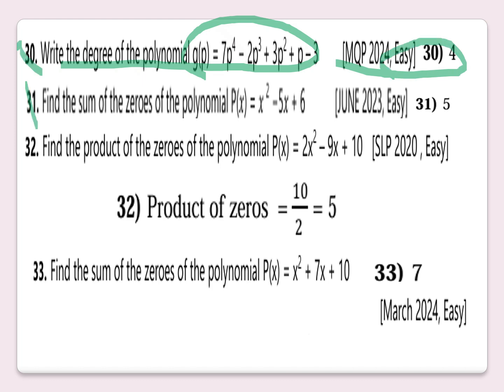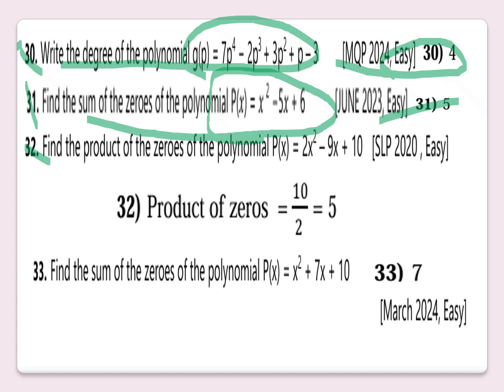Question number 31. Find the sum of the zeros of the polynomial p of x is equal to x square minus 5x plus 6. Again it is 5. The sum of the zeros means alpha plus beta is equal to minus b by a. Here the value of a is 1, the value of b is minus 5, the value of c is 6. So alpha plus beta is equal to minus b by a, which is minus into minus 5 divided by 1. Minus into minus is plus 5. So the answer is 5 here.